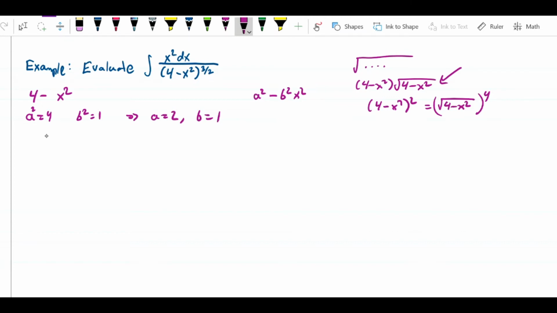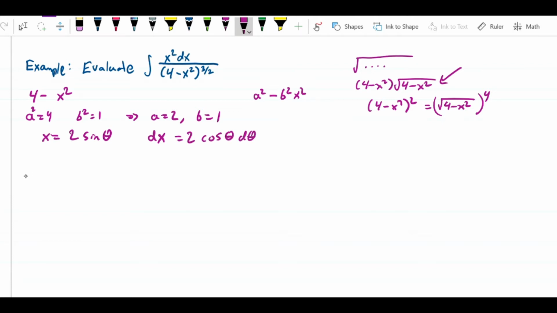So we want to use the substitution x equals b over a sine theta. So b over a is 1 over 2, so that's 1/2 sine theta. Let's put them together here: x equals 2 sine theta. There we go. Okay, so if x equals 2 sine theta, then we can continue with dx equal to 2 cosine theta d theta.